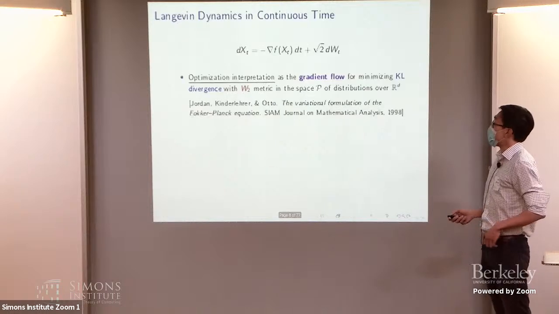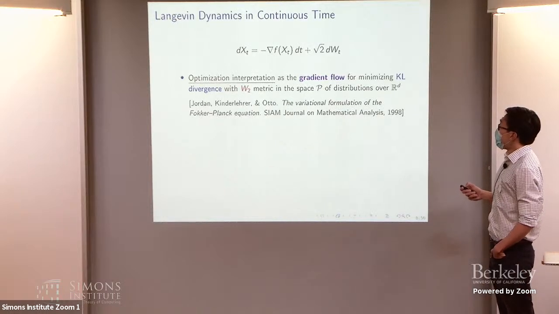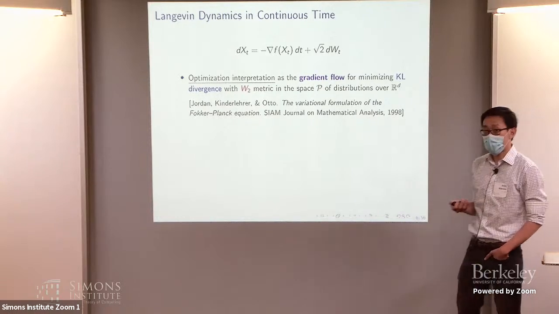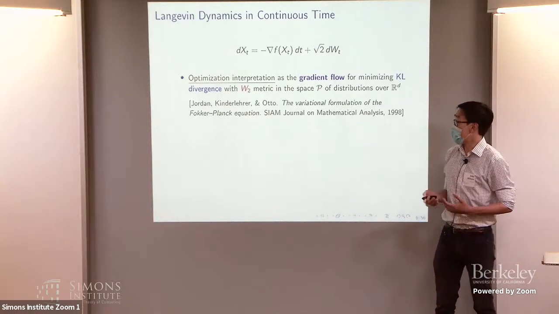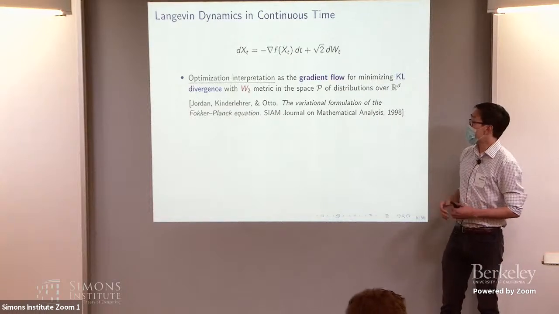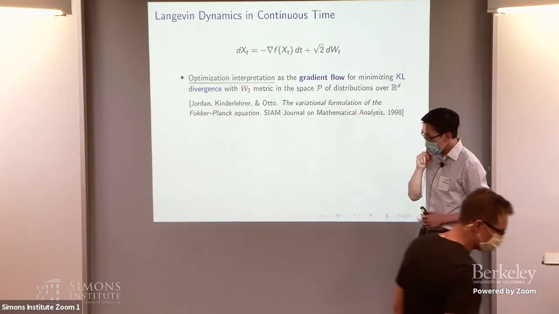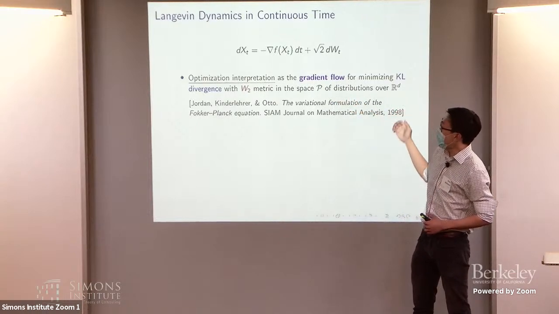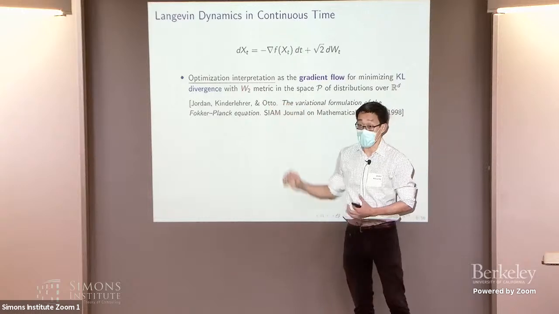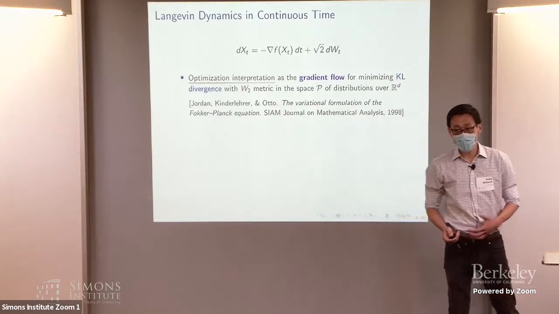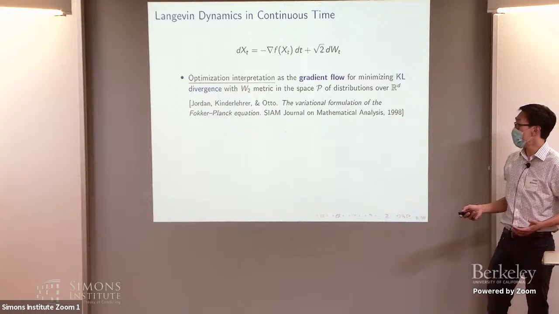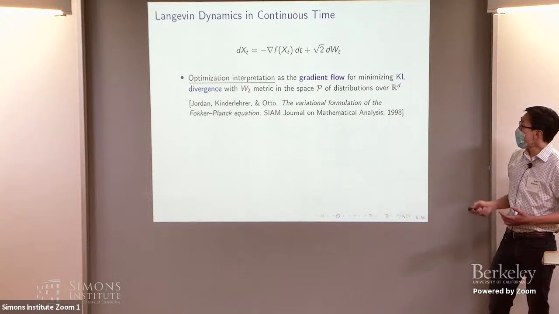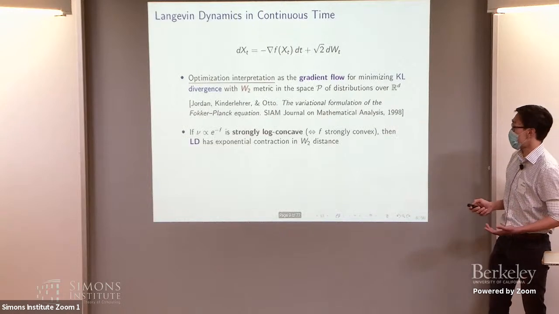So, for example, in continuous time, this Langevin dynamics has an optimization interpretation as the gradient flow for minimizing KL divergence or relative entropy, if we work in the space of probability distributions P over the Euclidean space using the metric given by the W2 distance. And so this was the seminal work by Jordan, Kinderlehrer, and Otto from 1998. And this interpretation gives us a lot of very nice guarantees for this continuous time dynamics.